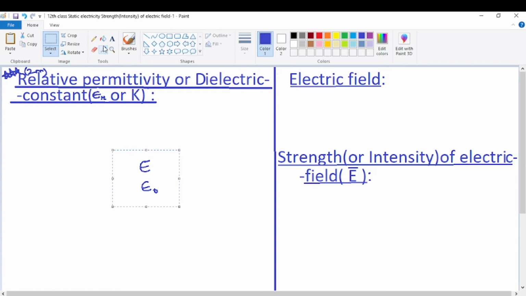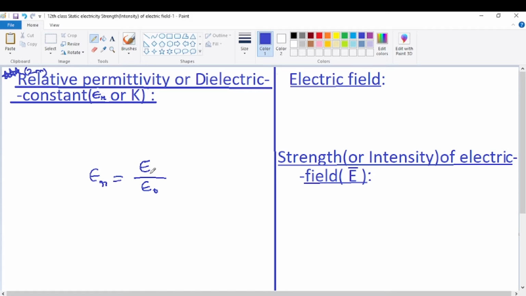I'm just moving it a little. So the permittivity of a medium is epsilon, and the permittivity of free space is epsilon naught. The ratio of the permittivity of the medium to the permittivity of free space. The ratio means division. So this ratio is simply defined as the relative permittivity of the medium.